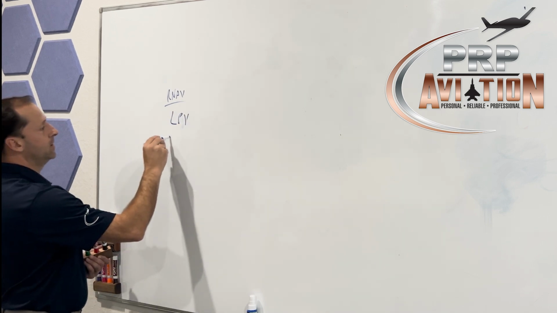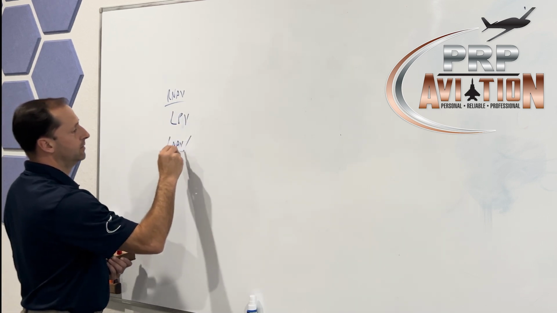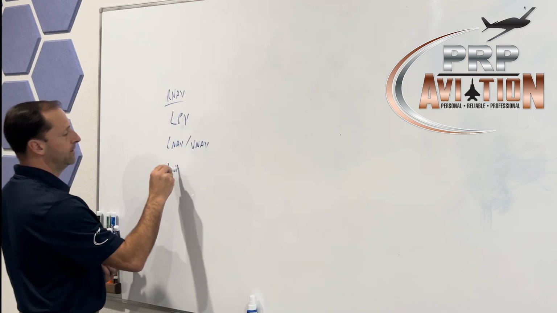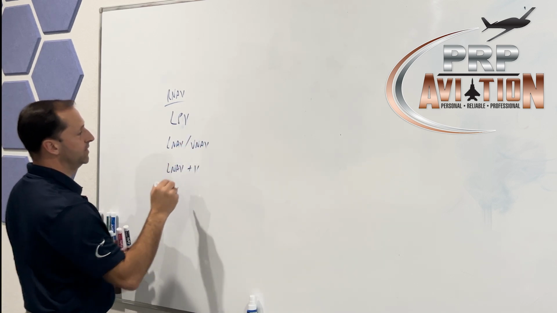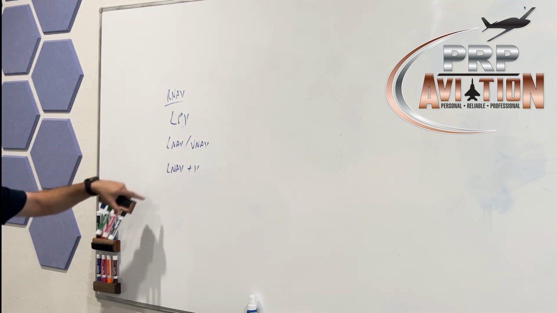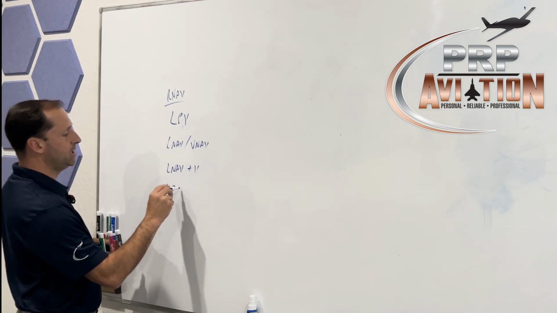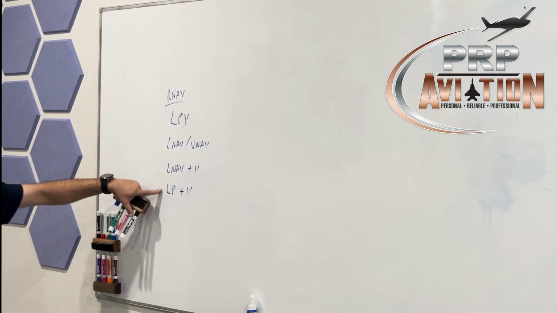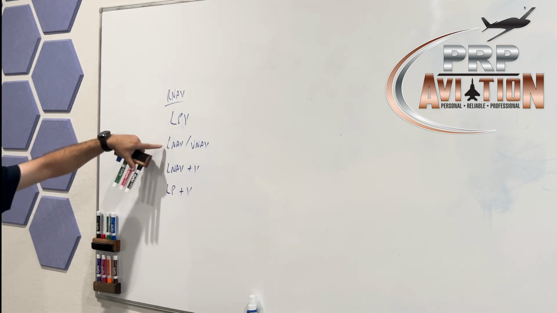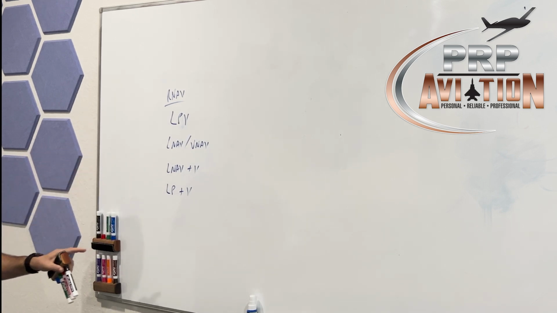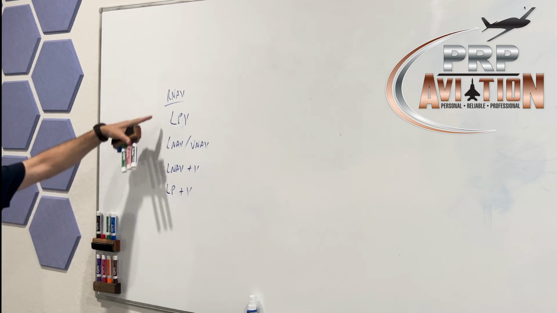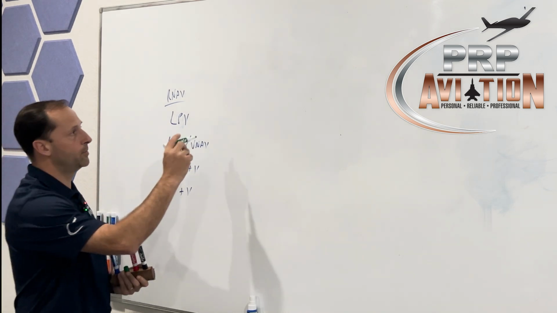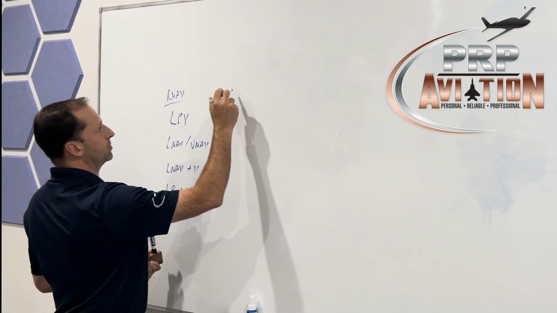LPV, we're going to talk the LNAV VNAV. We're going to talk LNAV plus V. LPV, LNAV plus V. Also the LP plus V. And so these are types of RNAV approaches you're going to see out there. I think that pretty much encompasses all the ones that we need to talk about for the GPS approaches, RNAV approaches.